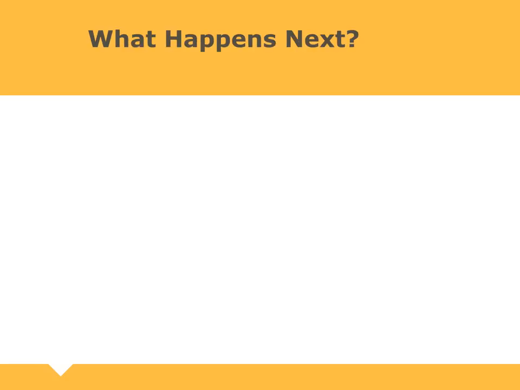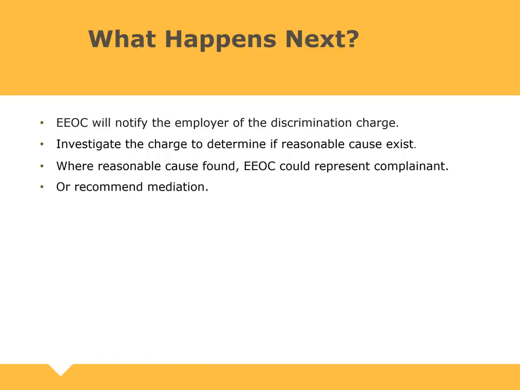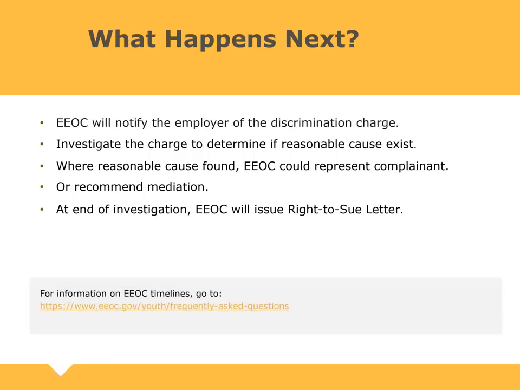What happens next? Once the charge has been filed with the EEOC, it will notify the employer of the discrimination charge. It will investigate the charge to determine if reasonable cause exists. Where reasonable cause is found, EEOC could represent the charging party or recommend mediation or settlement. At the end of the investigation, EEOC will issue a right to sue letter. For more information on EEOC timelines, you can go to the site that I provided below.